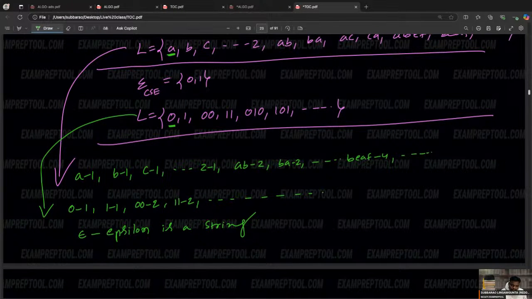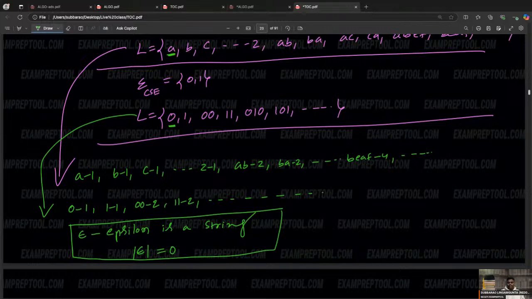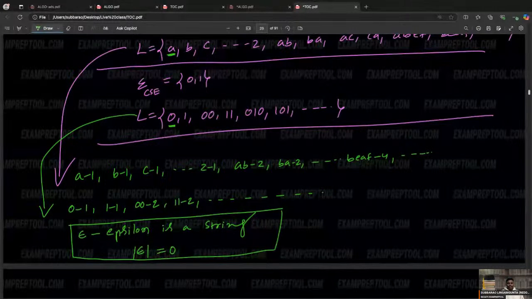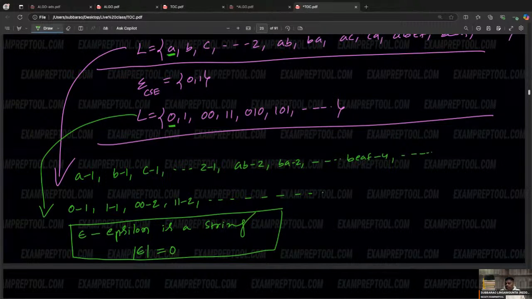The length of the epsilon string is 0. Remember, it is the highlight of today's class. Every language has this. Epsilon is a string whose length is 0. There is one string of length 0. How is it possible? He is a special person, a special thing.